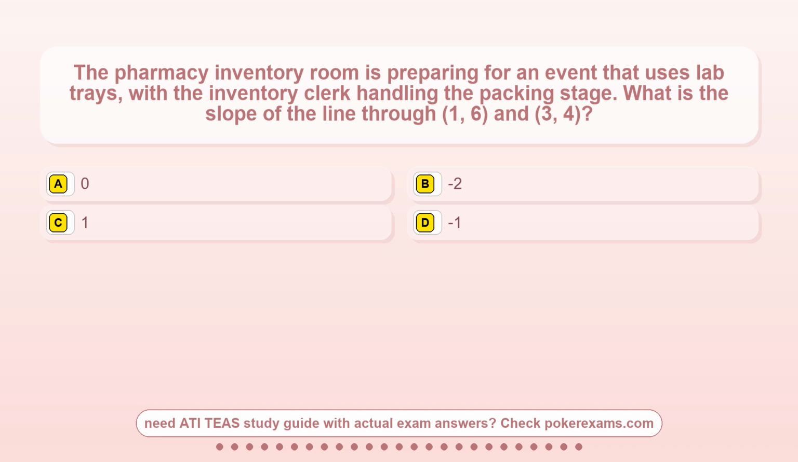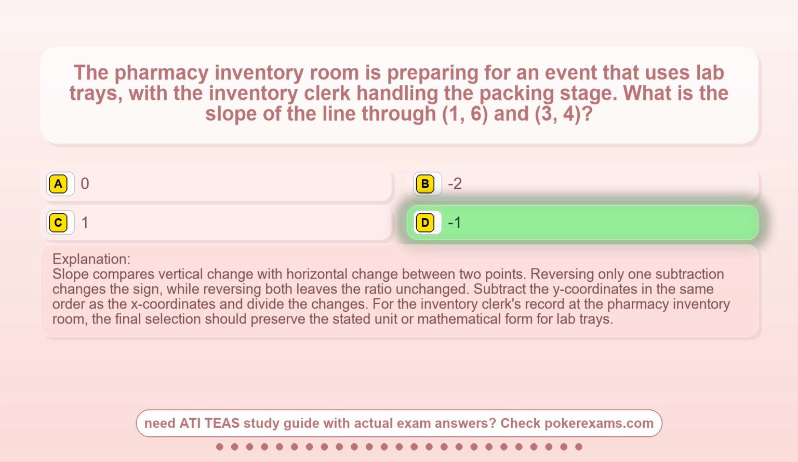Option C, 1. Option D, -1. The correct answer is option D, -1. Slope compares vertical change with horizontal change between 2 points. Reversing only one subtraction changes the sign, while reversing both leaves the ratio unchanged. Subtract the y-coordinates in the same order as the x-coordinates and divide the changes.